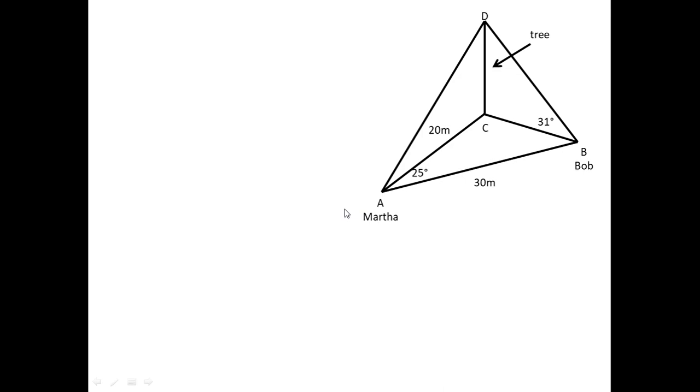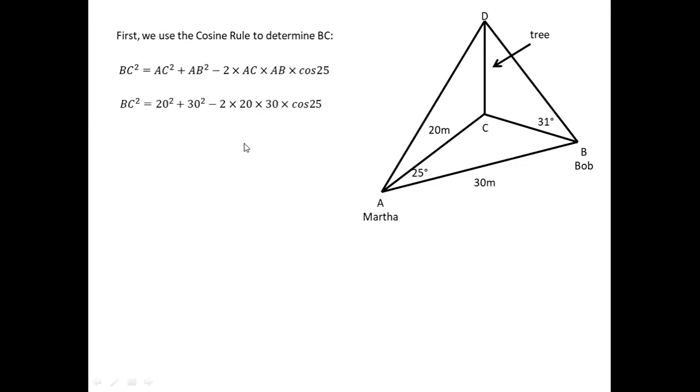Okie dokie, let's try and solve this. First, we're going to use the cosine rule to determine the length of BC. How did I know to use the cosine rule? Well, look what we've got in triangle ABC. We've got an angle with the length of the two sides on either side of that angle. That means cosine rule. There it is. Fill in all the information, and wonder of wonders, BC is 14.58. Left out the units. Darn it, minus 1.